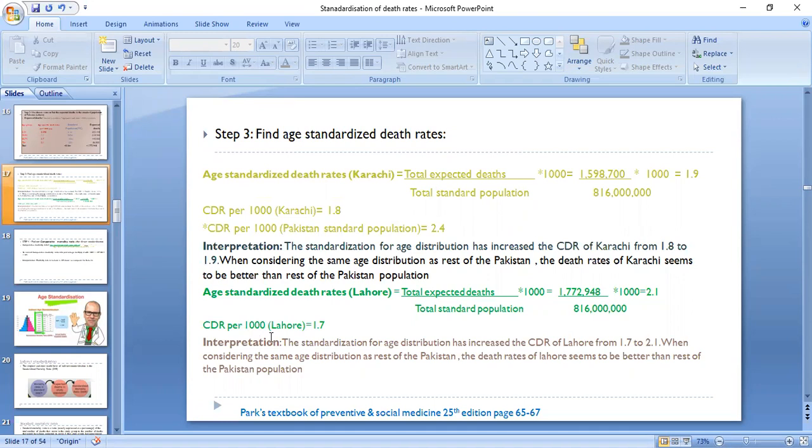And we would interpret the data of Lahore. The standardization for age distribution has increased the CDR of Lahore from 1.7 to 2.1. When considering the same age distribution as the rest of Pakistan, the death rates of Lahore seem to be better than the rest of the Pakistan population.